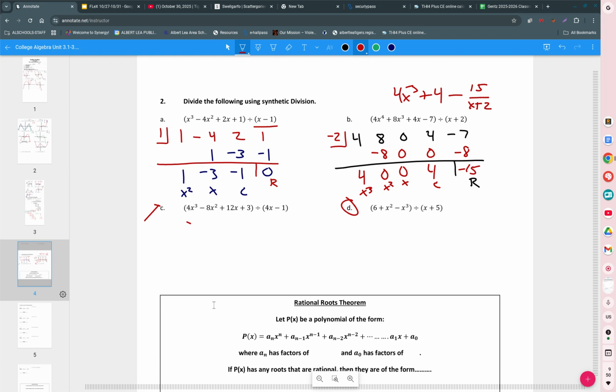Wait, guys. So if there are some questions, you're going to ask us to do it the regular way? I will ask you a couple of questions on the test to divide using long division. Okay. Because there are times that synthetic division does not work. Most of the stuff we do, synthetic division works, but every once in a while it doesn't.